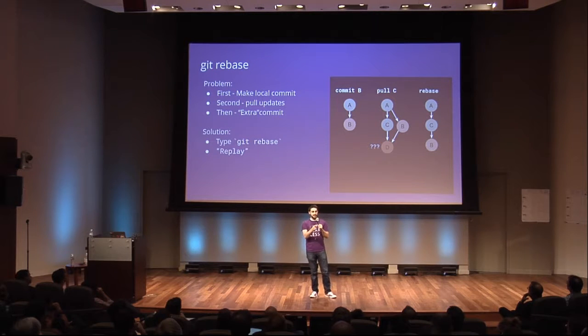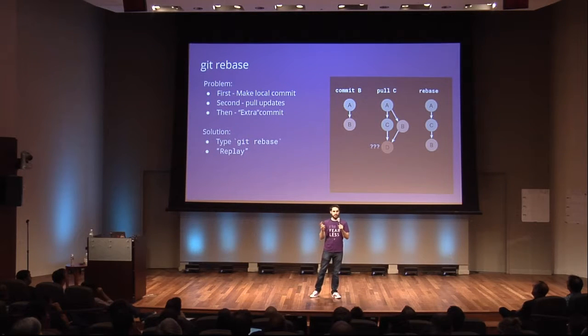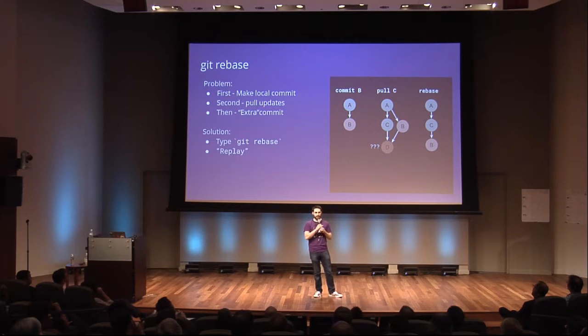Another option with git rebase is just the command git rebase. What this does is, if you've made a local commit and you do a pull, it creates this stupid little merge commit that you don't really have any reason to have. Git rebase just wipes it away magically. It's pretty handy if you've never used it before.